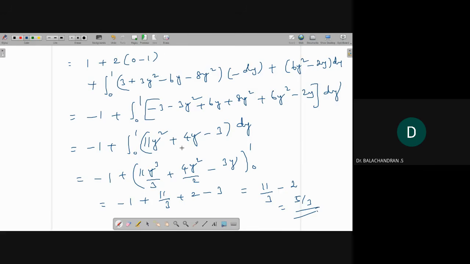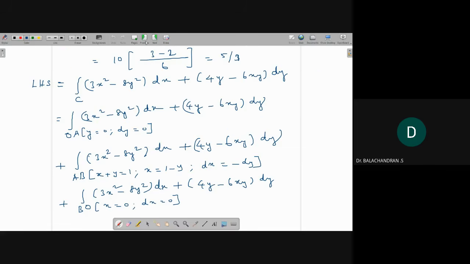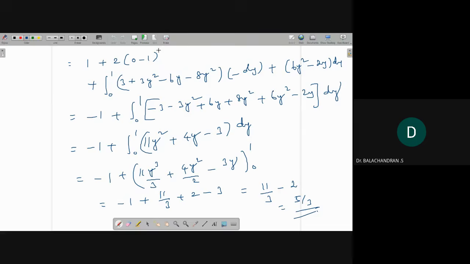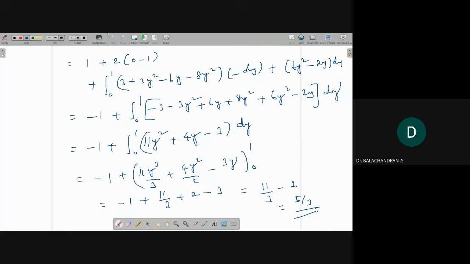So 5 by 3 is the final answer. So this is the left hand side. We know the right hand side is also, we got the same value, 5 by 3. So left hand side is equal to right hand side, and hence we verified Green's theorem for this problem.